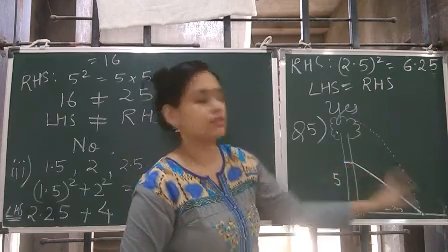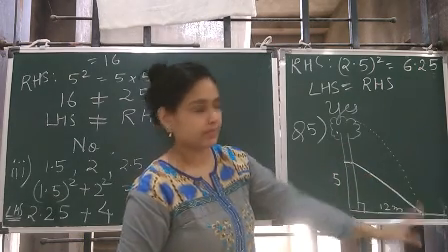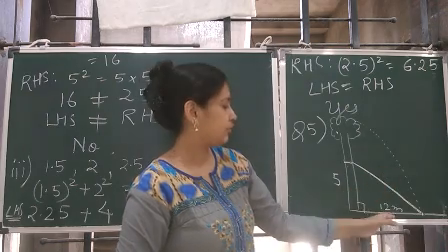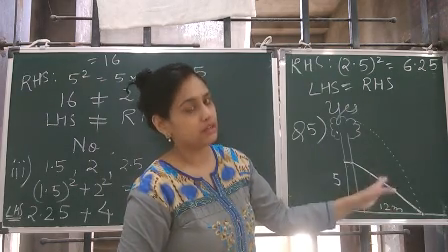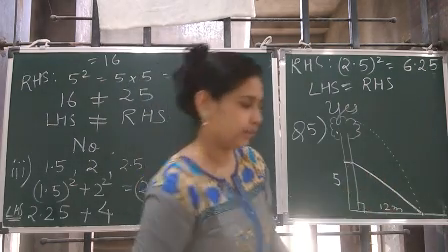And how to find this? Since it's a right triangle and that is the hypotenuse, we do the base square plus perpendicular square, and then that's how we get the hypotenuse.